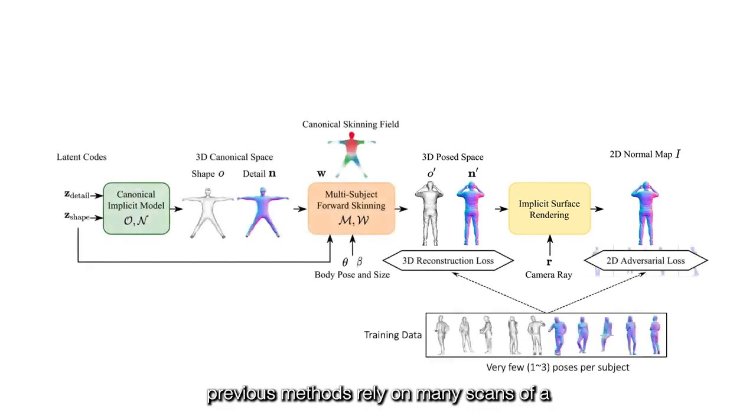Previous methods rely on many scans of a person to create an individualized avatar. In contrast, we use scans of many people, in many poses, to train a generative model from which we can sample new people.